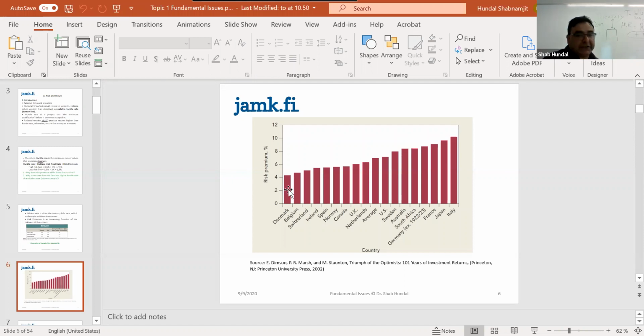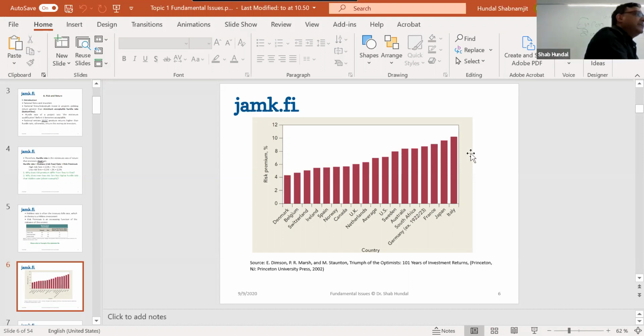The baseline is 0%. But this is risk premium, that is on top of the base riskless rate. So anybody who wants to move from Denmark to Italy would be demanding, what is the difference, 4% and 10%, would be 6% extra.